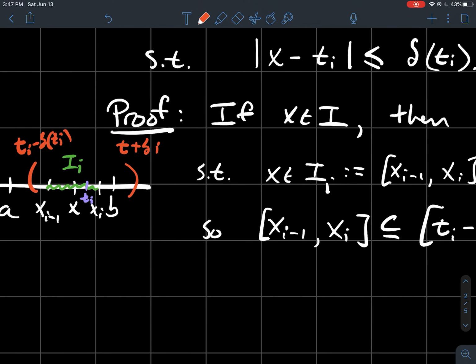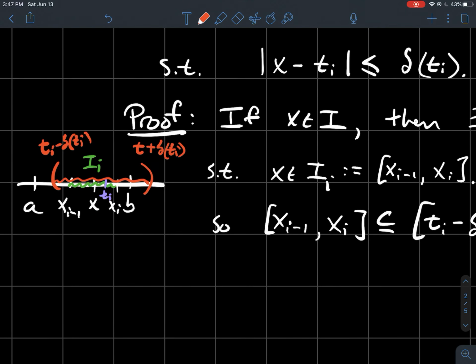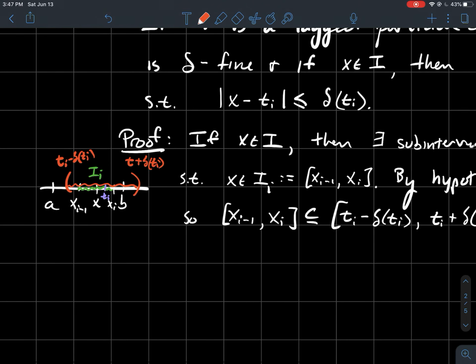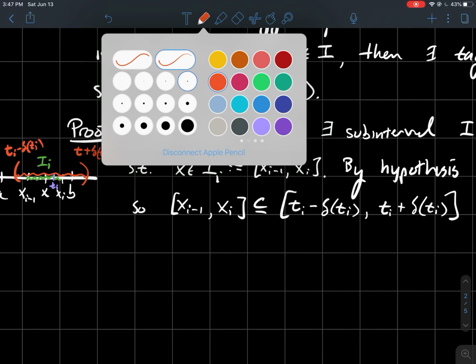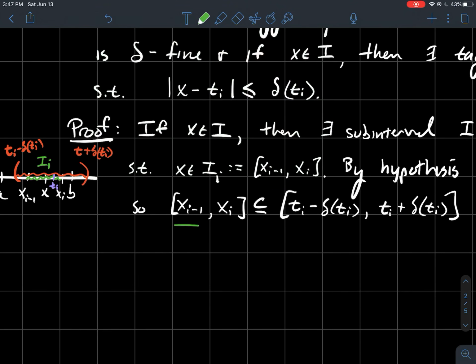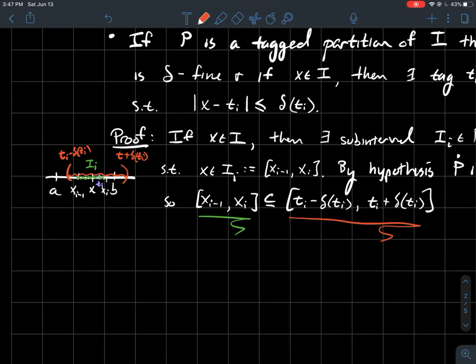And how do I know that? Because by hypothesis, I know that the green interval has to be contained inside of this orange interval. Again, that is because this partition is assumed to be delta fine. So therefore, I should have this happen. I should have the green interval contained, that's not green, is it? But I think you know where I'm going. The green interval should be contained inside of this kind of cool coral burnt orange color interval here.